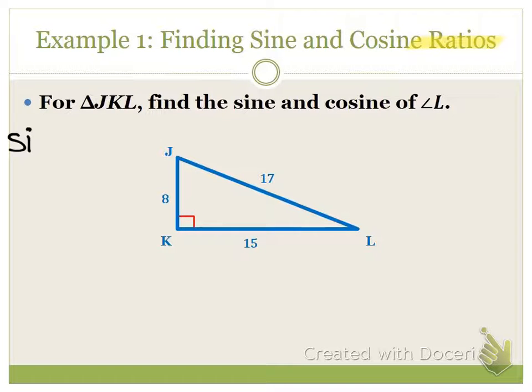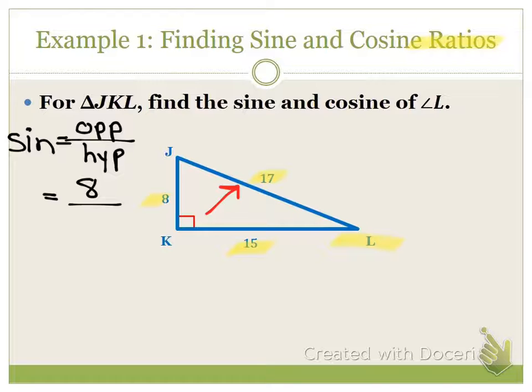If I'm trying to find the sine of angle L, what was the ratio again for sine? Opposite over hypotenuse. So if I'm starting with angle L over here, which side length is opposite? Would it be 17, 8, or 15? 8. Okay, so I plug in an 8. Which side length is the hypotenuse? 17, because remember, the hypotenuse is always opposite from the right angle. So 17, 8 over 17. Can I reduce it? No, so I'm done.